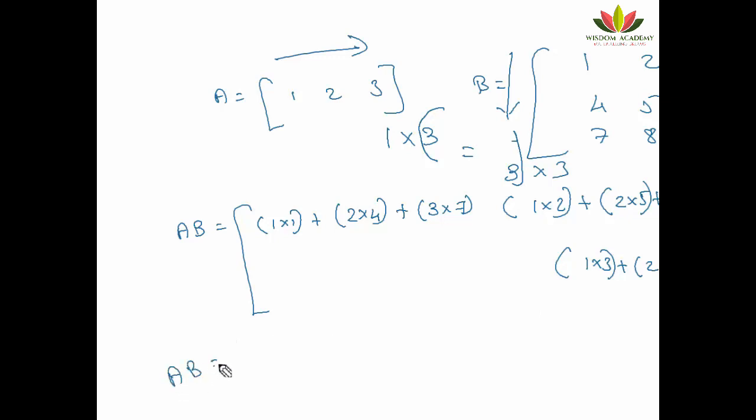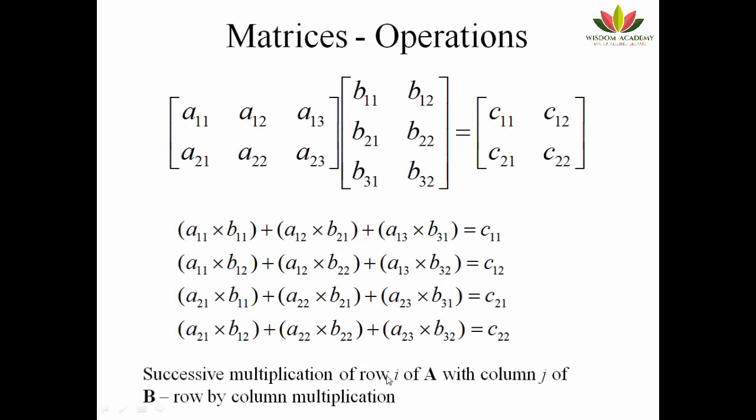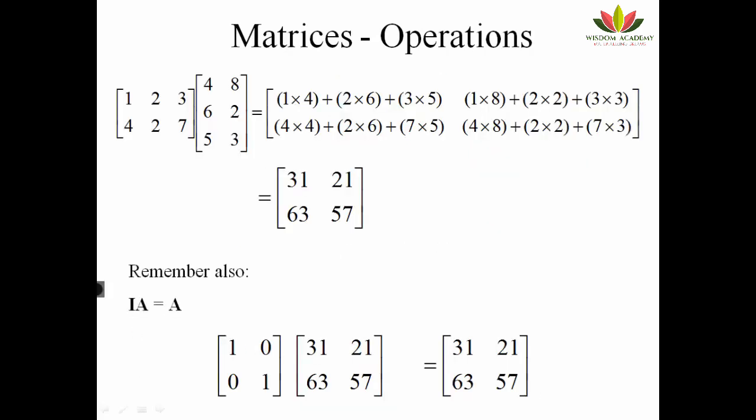So what is going to be my AB value is going to be 1 plus 8 plus 21 and 2 plus 10 plus 24. So 3 plus 12 plus 27 is going to be equal to 30. So this is going to be my AB matrix. Okay. So this is what we already noted.